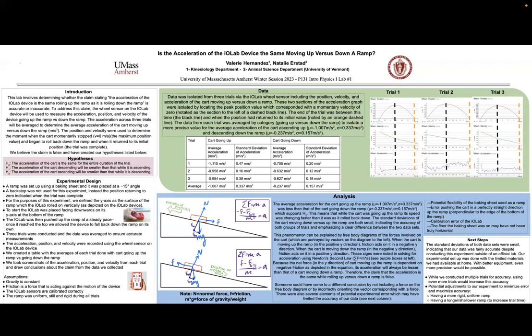And then we brainstormed some next steps for if we would want to make this experiment a little bit better for next time. Like I said before, the standard deviations of both data sets were small, indicating that they were fairly accurate. But we could conduct more trials. We conducted 3, but we could conduct more than that to increase accuracy, have a more rigid uniform ramp, or have a longer and shallower ramp to increase trial time and increase the data reliability.